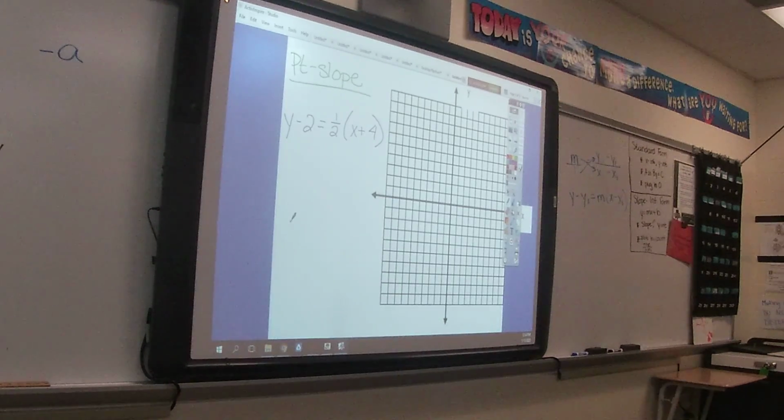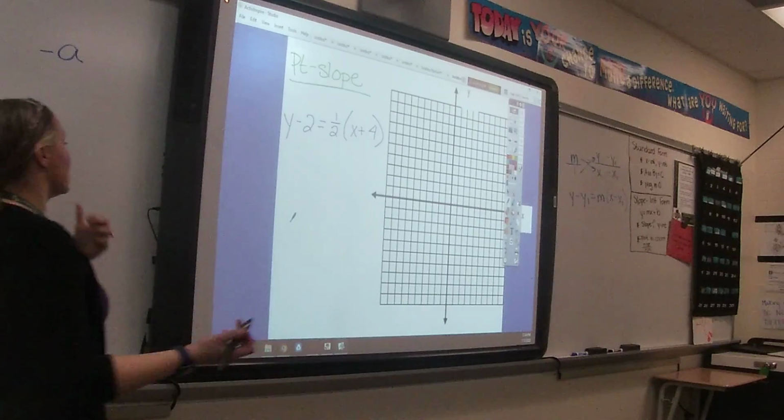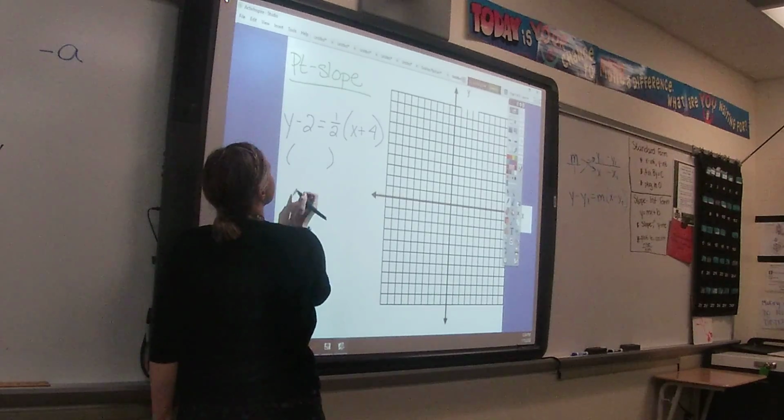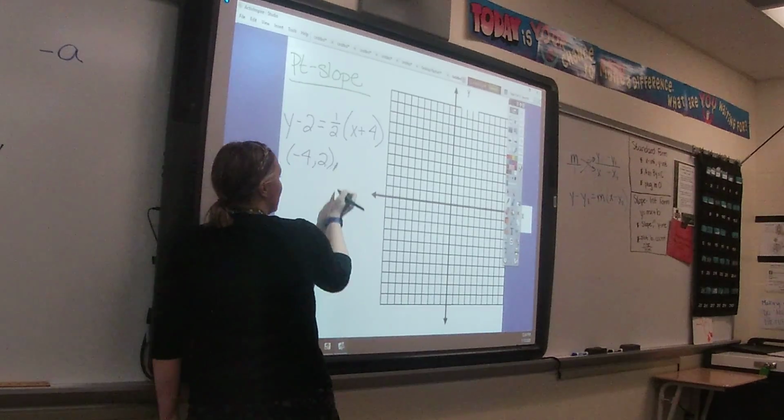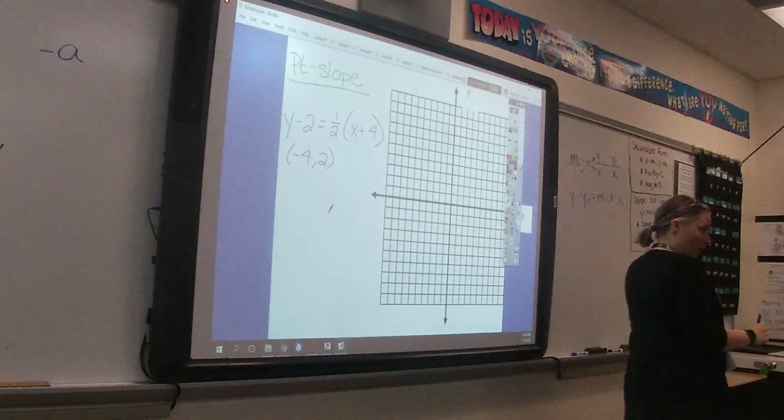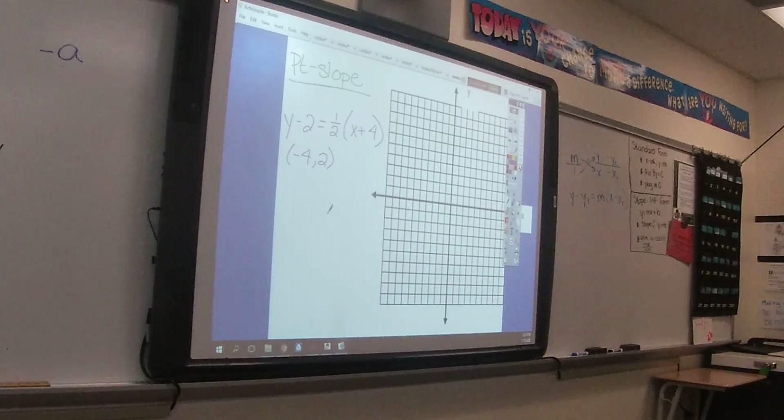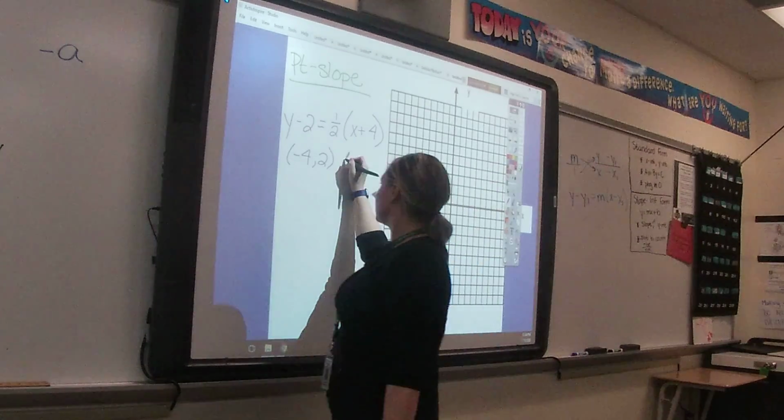Is that a question, William? Tell me what you know. So the point would be -4, 2. Okay, so would we agree in slope-intercept form, our starting point was always to find that important information? So let's do that same thing. What do you say our starting point is, William? -4, 2. Class, do we agree with that? We're all okay with -4, 2? Okay, and what's our slope going to be? 1/2. So are we okay with this being our important information?